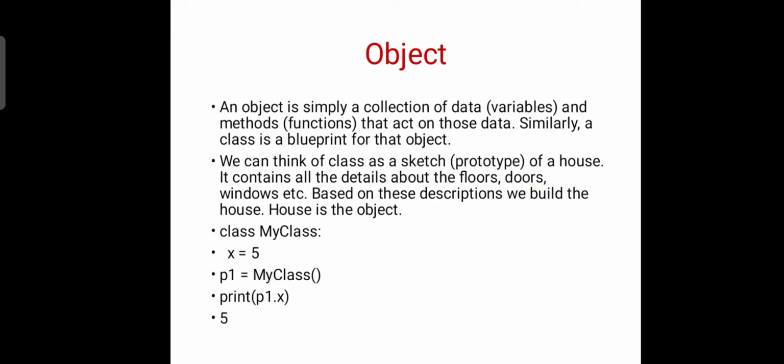Now object, everything surrounding you is called an object. An object is simply a collection of data variables and methods functions that act on those data. Similarly, a class is a blueprint for that object. We can think of a class as a sketch or prototype of a house. It contains all the details about the floors, doors, windows, etc. And based upon that description, we can build the house.